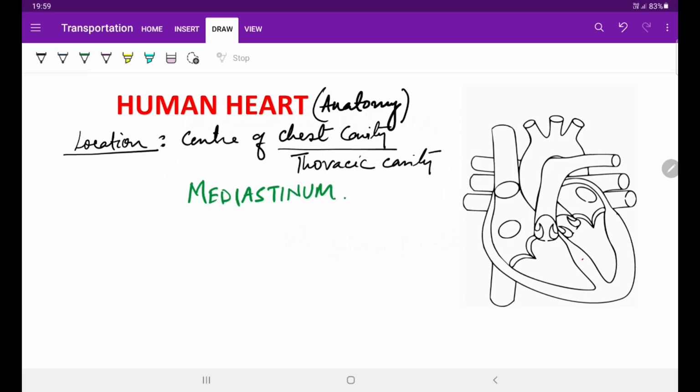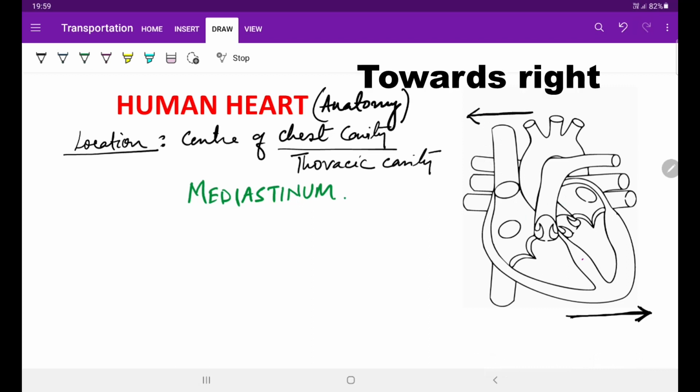Though we say that the heart is located at the center of the chest cavity, that is the mediastinum, if you look at this diagram of the heart, the exact position of the heart is slightly tilted towards the left. The apex of the heart, as you can see here, is shifted slightly towards the left, whereas the base of the heart, which is at the top, is slightly shifted towards the right. So the position of the human heart is said to be slightly shifted towards the left.